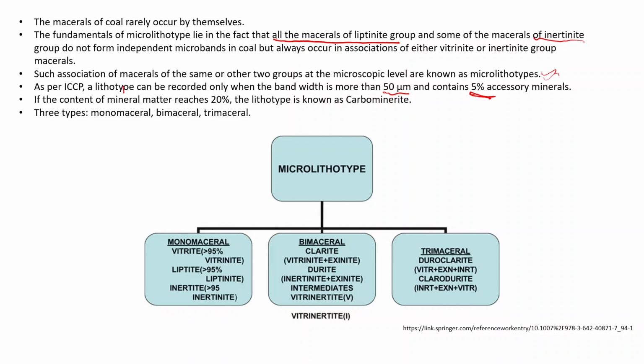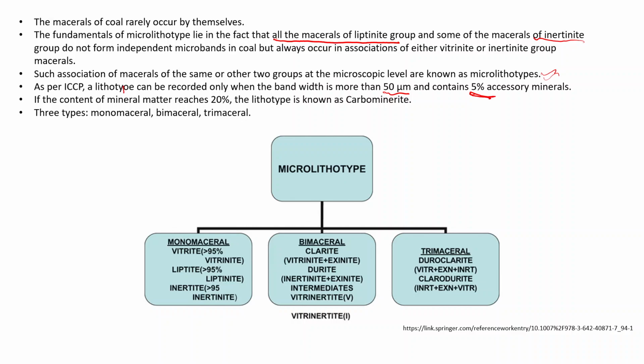So, there are three types of microlithotypes where there is a single maceral, it will be called monomaceral, then bimaceral, and then trimaceral, as the name suggests. So the monomacerals, if it has more than 95% vitrinite, that microlithotype is called vitrite. 95% liptinite, it is called liptite, and 95% inertinite, it is called inertite.